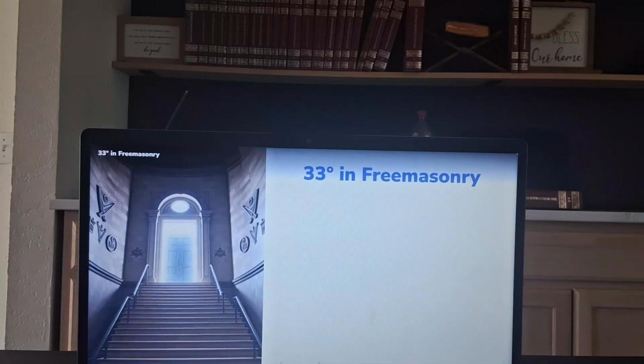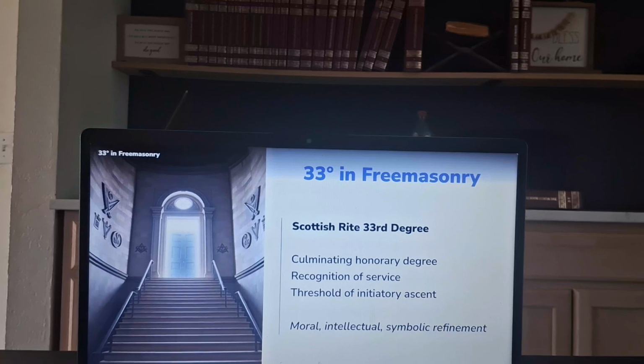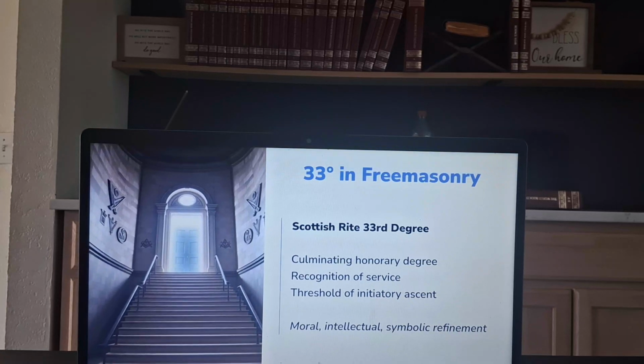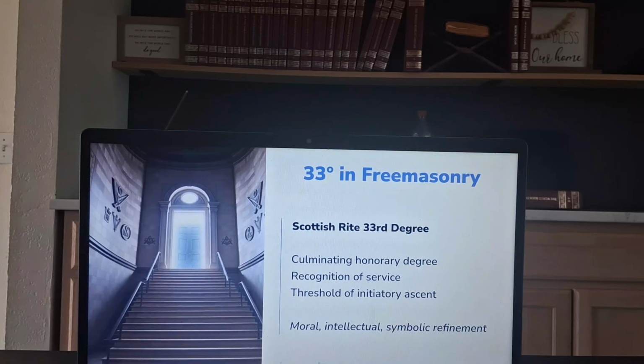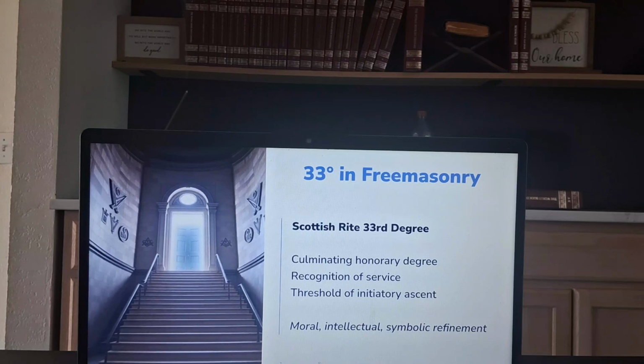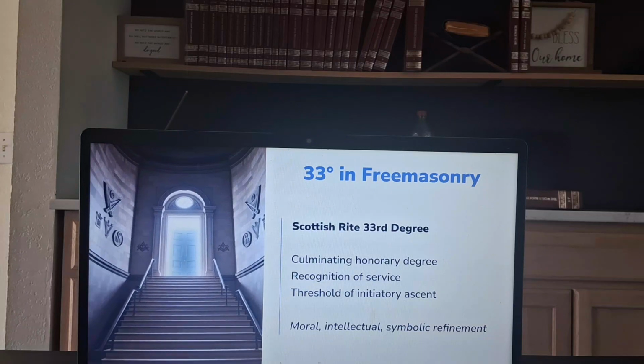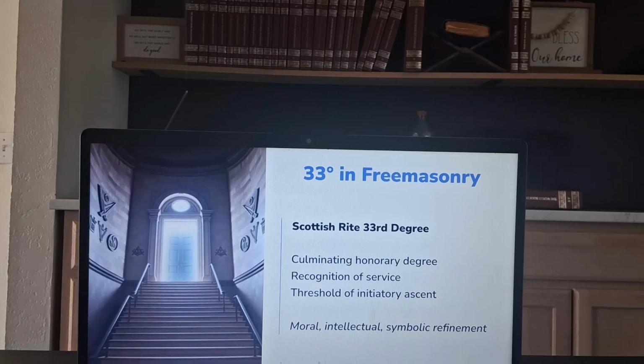In Western esoteric systems, the number appears in Scottish Rite Freemasonry. The 33rd degree is the culminating honorary degree, conferred as recognition of service. It signifies a threshold, the terminus of a graded ascent encoding moral, intellectual, and symbolic refinement.